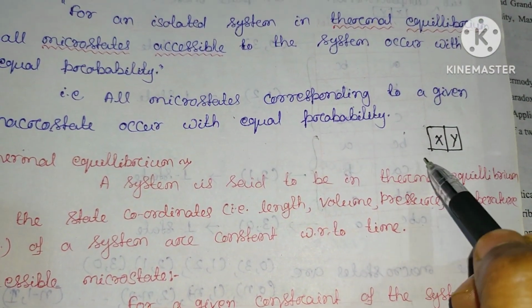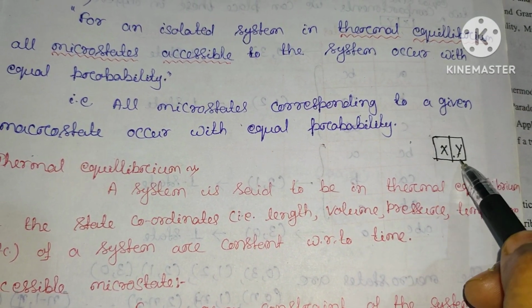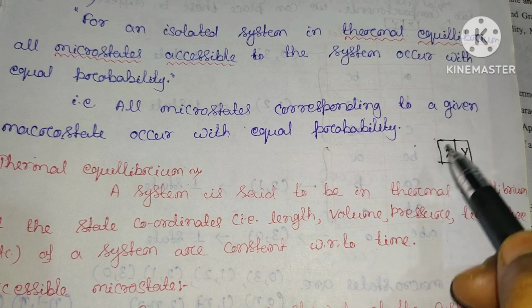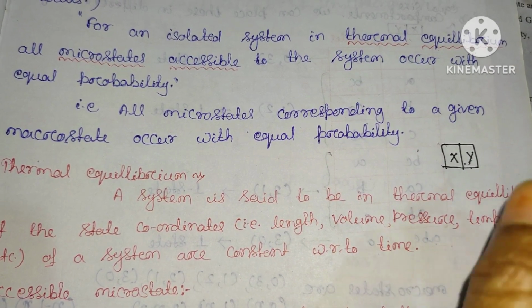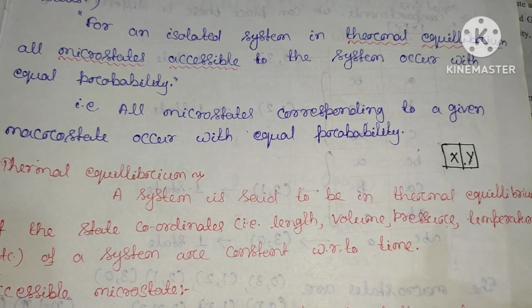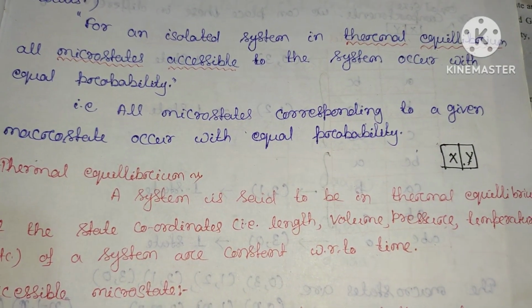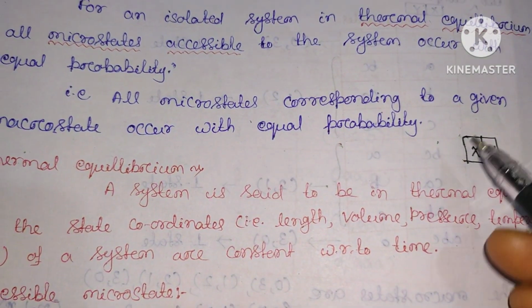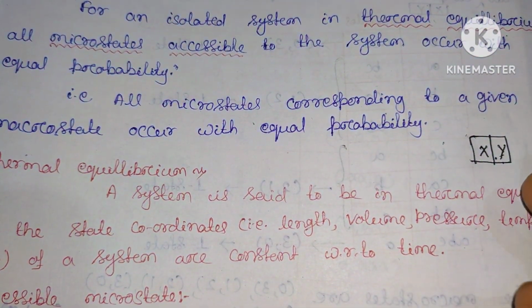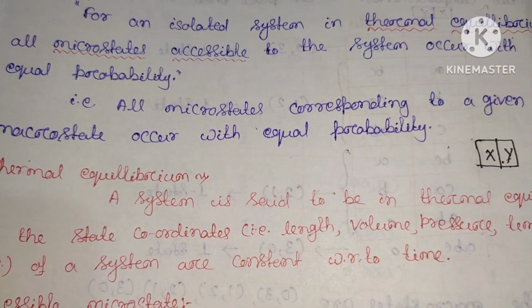So here the open box is divided into two equal sized compartments X and Y, and a small particle is thrown from a large distance in such a way that it must fall in either of the two compartments. So then the probability of the particle to fall in compartment X is equal to the probability that it may fall into compartment Y. So again, there is an equal probability.